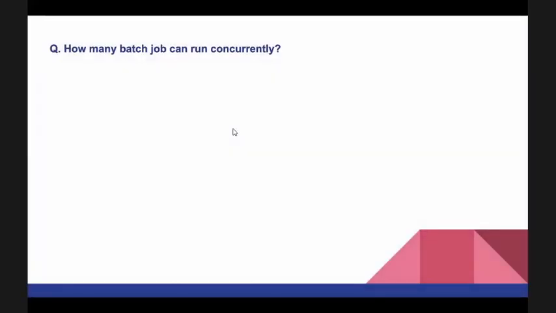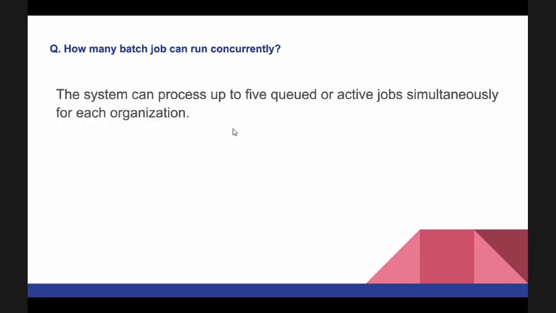So the next question is how many batch jobs can run concurrently? So basically, the system can process up to 5 queued or active jobs simultaneously for any organization. Yes, that's correct. I think you remember we have done this in Batch Apex as well, right? Correct. So this is very important.